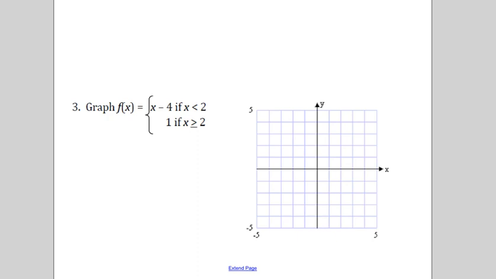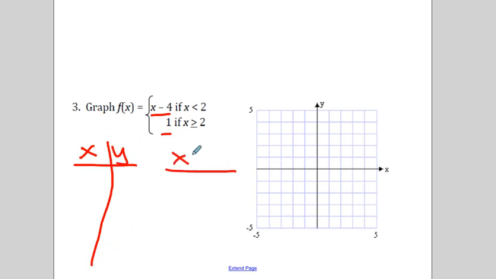Now we're moving on to our piecewise function. Okay, so we are going to graph f of x equals, and now here's my first piece and here's my second piece. So we're graphing two functions. So if I'm going to graph two functions, I'm going to go ahead and make myself two tables. Sorry, can't make straight lines on here today. My first table is going to be graphing the function x minus 4. So y equals x minus 4.